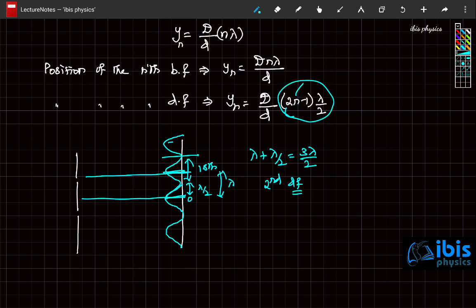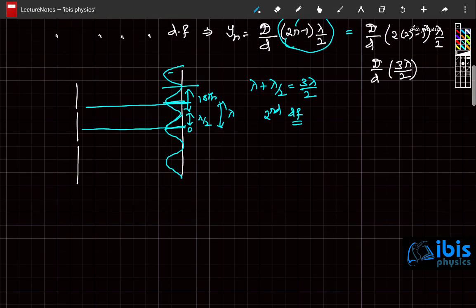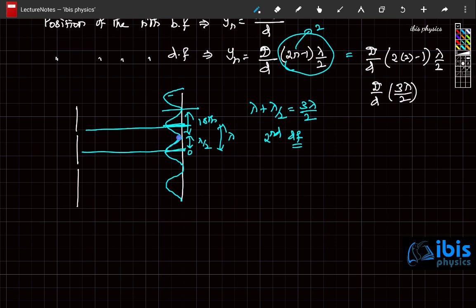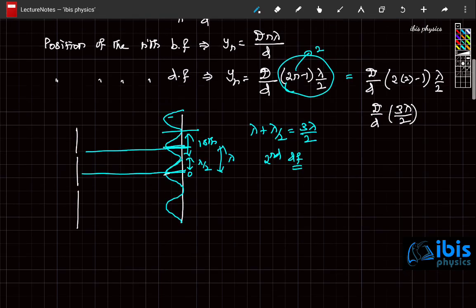You look at this formula, it satisfies. See, for n equal to 2, what you are getting here is D by d into (2 into 2 minus 1) into lambda by 2. So D by d into (2 into 2 is 4, minus 1, which is 3). So 3 lambda by 2. So the position of the second bright fringe, this is the first bright fringe, second bright fringe. Second bright fringe means, see, 0 is the central maximum, first, second bright fringe, means here you are supposed to substitute n. So 2D lambda by d.